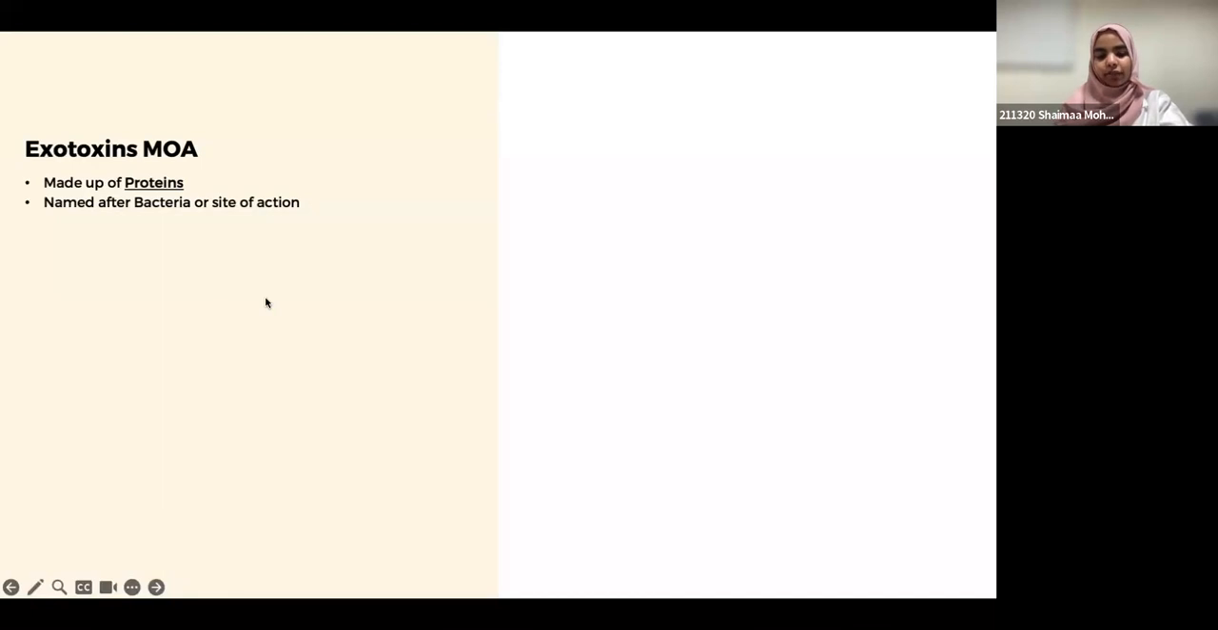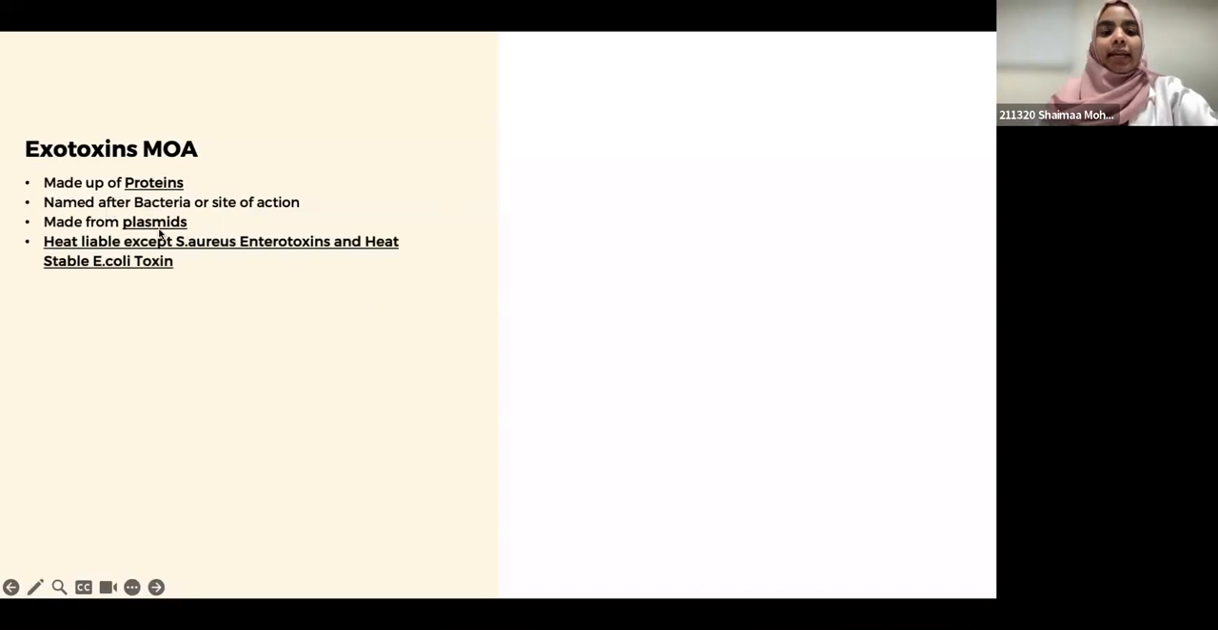So Dr. Hana mentioned that if she gives you a question that says which of the following is an exotoxin, look for a bacterial name or a site of action, okay? So that would most probably be the exotoxin, okay? They are encoded mostly by plasmids, okay? And they're all heat soluble. What does heat soluble mean?